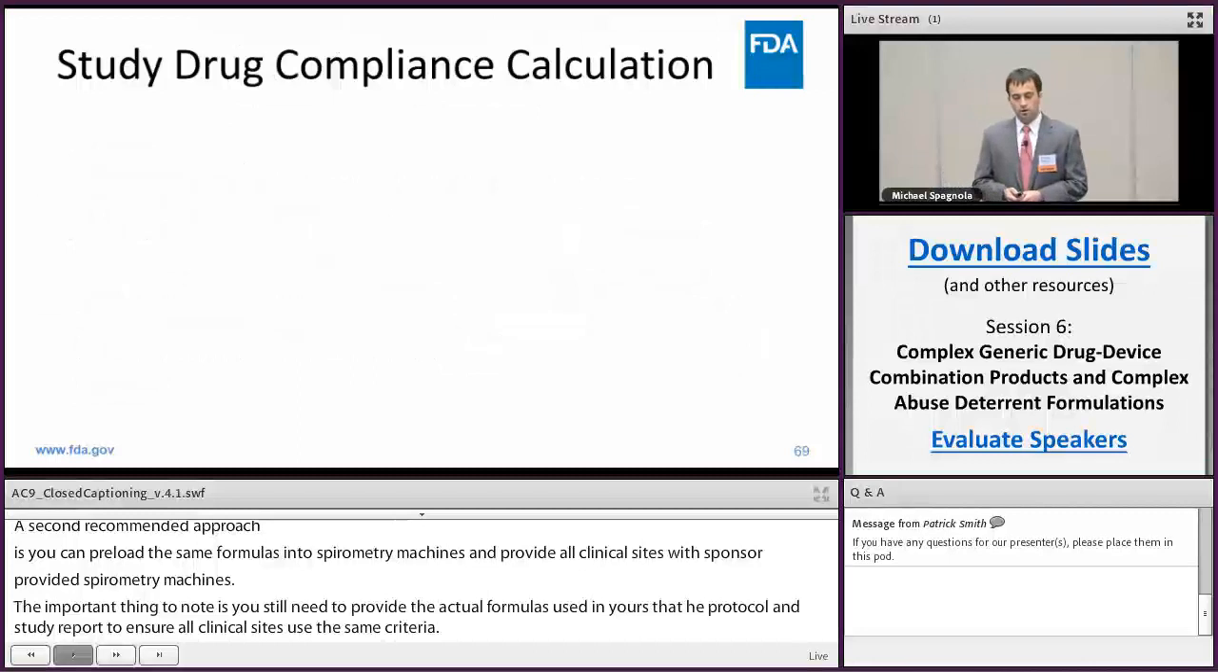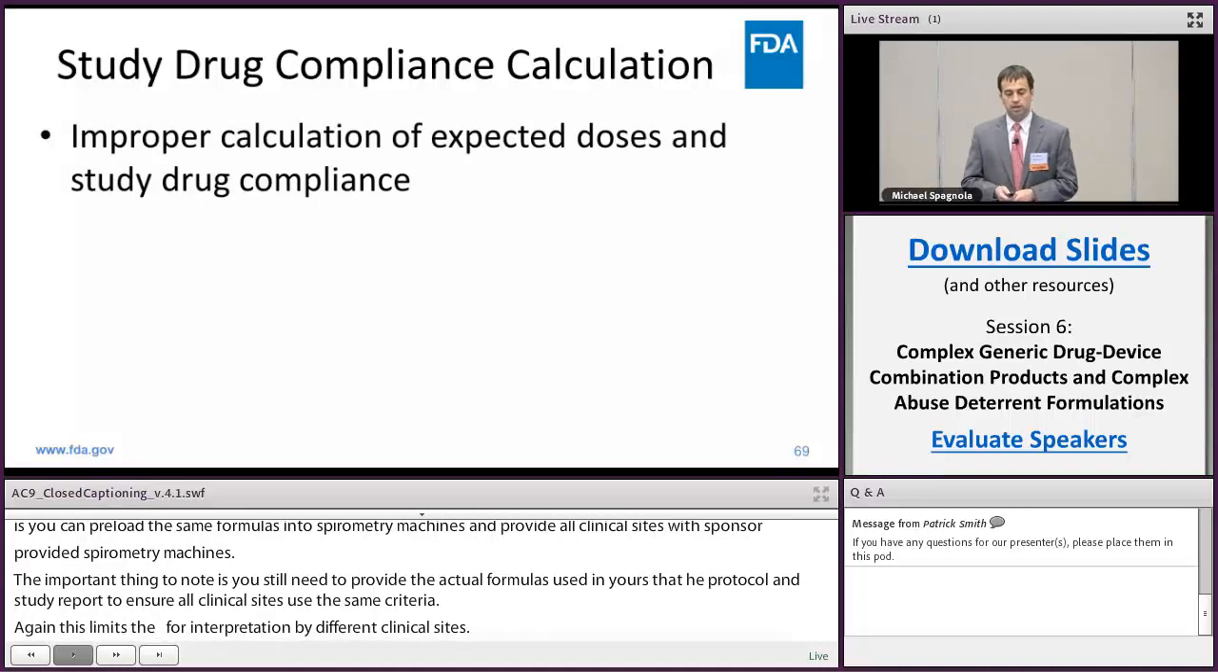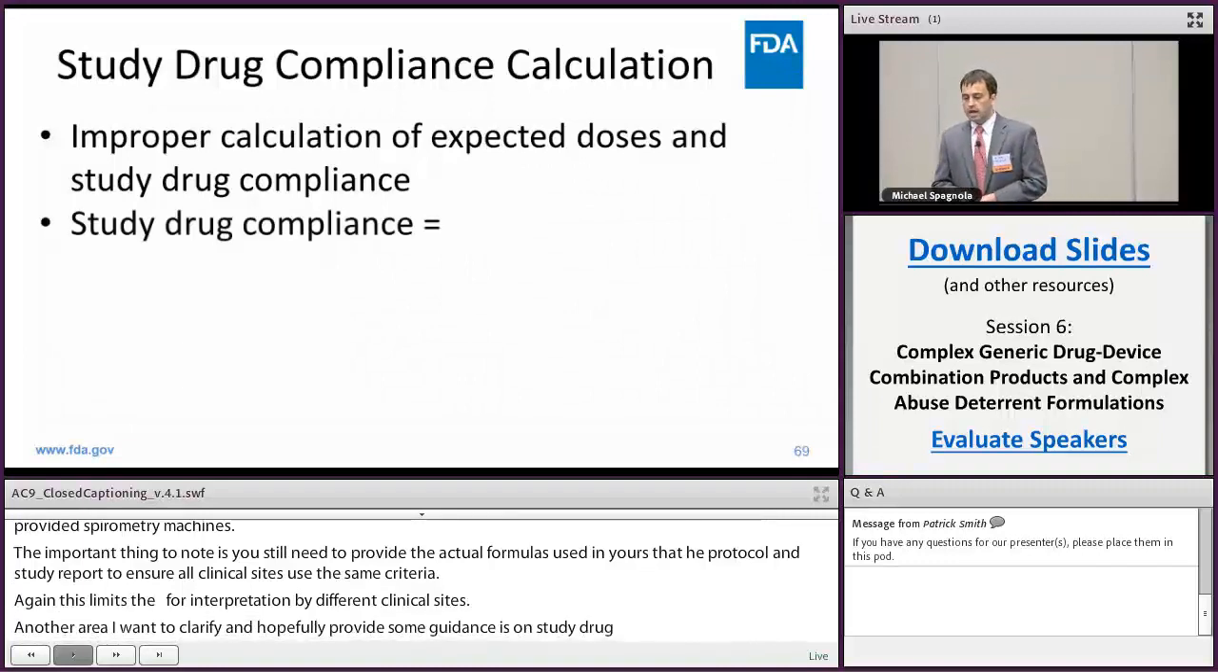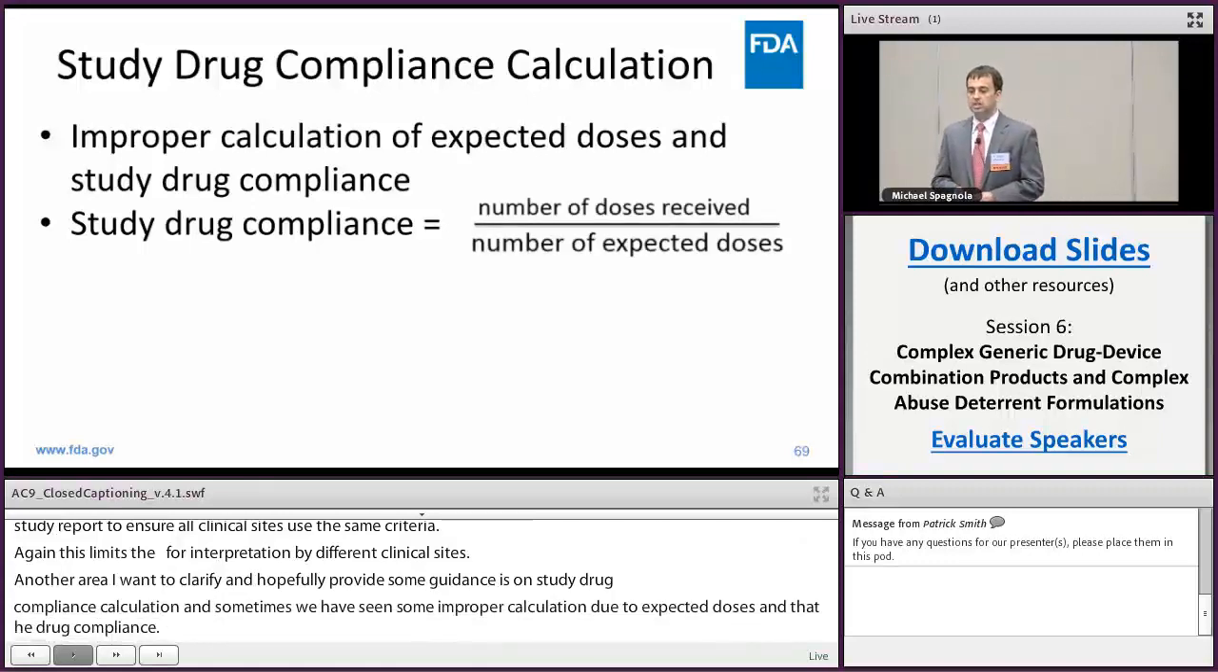So another area I want to clarify and hopefully provide some guidance on is study drug compliance calculation. Sometimes we've seen some improper calculation due to the expected doses and study drug compliance. And just for those of you who are more familiar, the study drug compliance is the number of doses received divided by the number of expected doses.